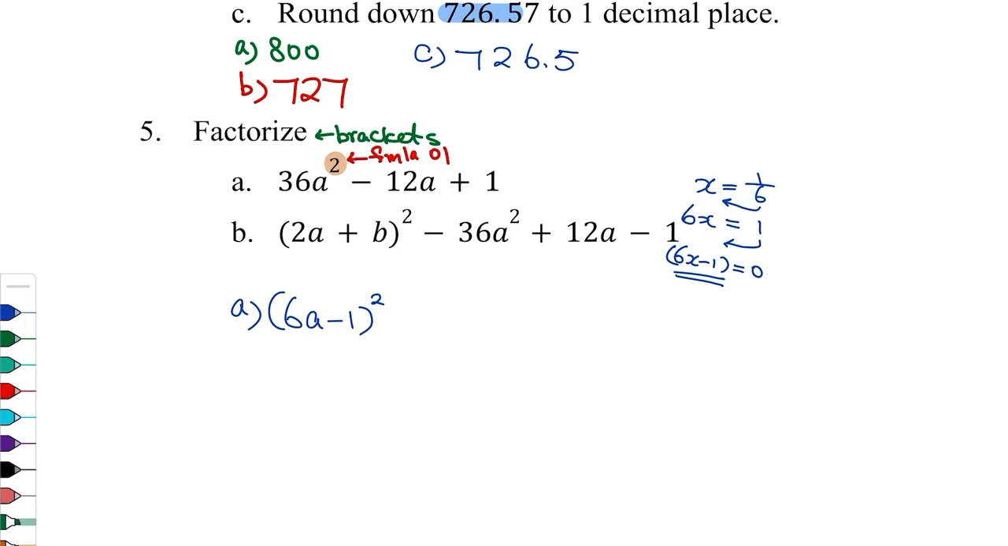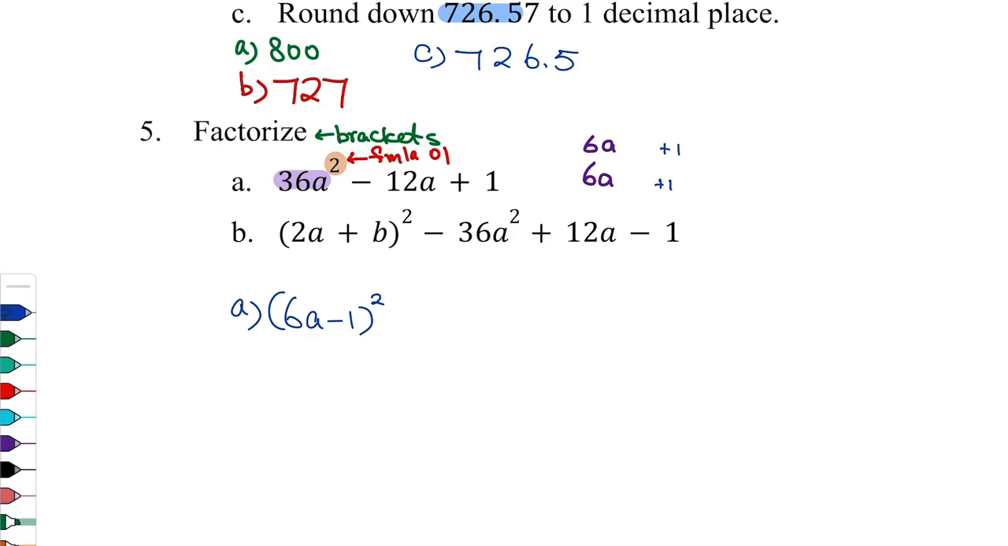Now, how about for students who don't have calculators? How do they do it? So your first part is to see how can you make 36a squared. How does 36 makes 6 times 6? So 6a times 6a, because a times a is a square. And then how do you make 1? You can make 1 as positive 1s, negative 1s, because negative times negative is positive, so negative 1 times negative 1 will be positive 1.